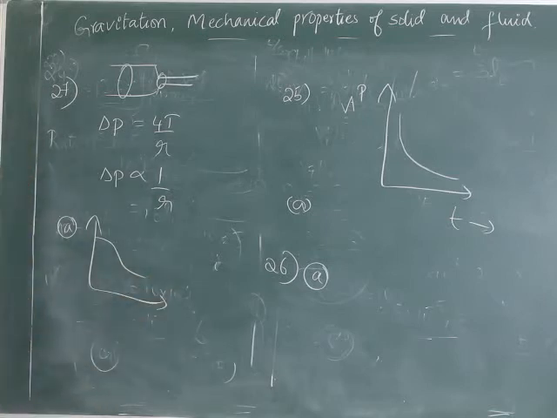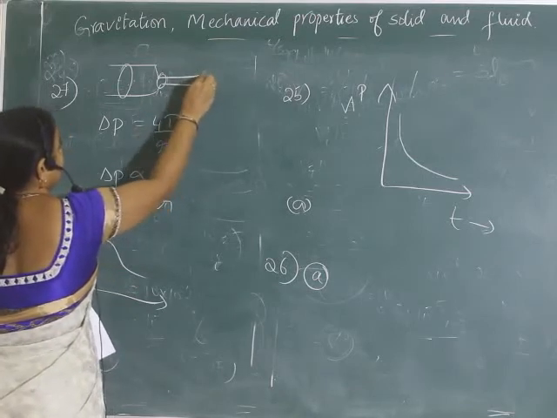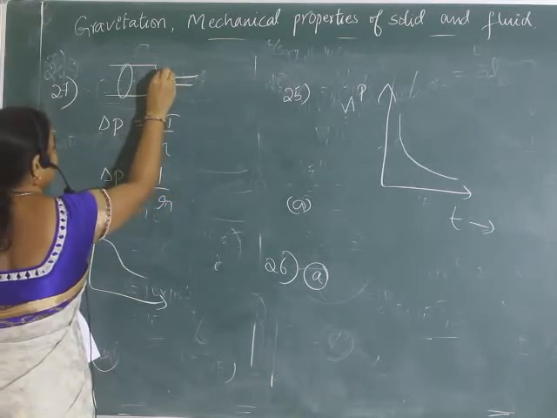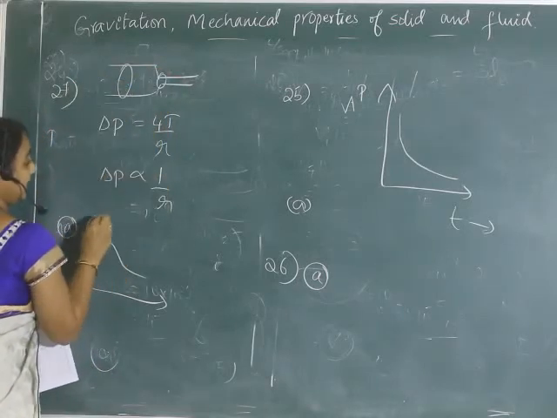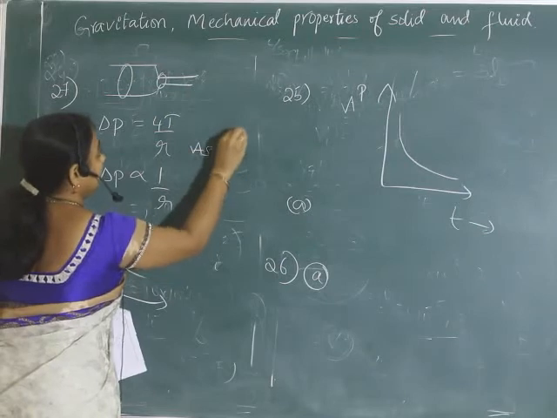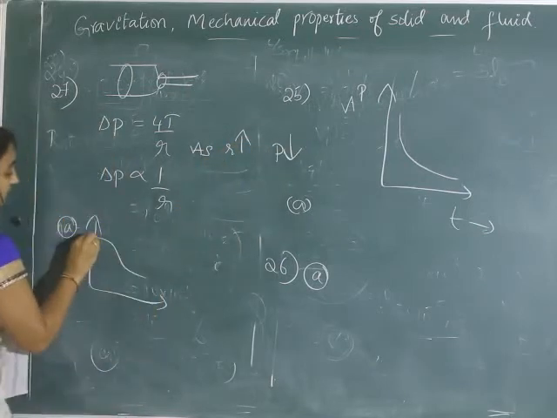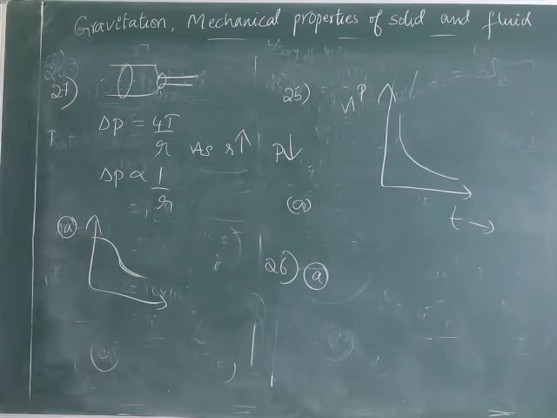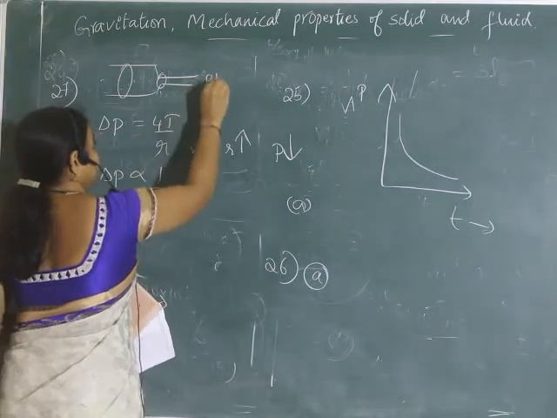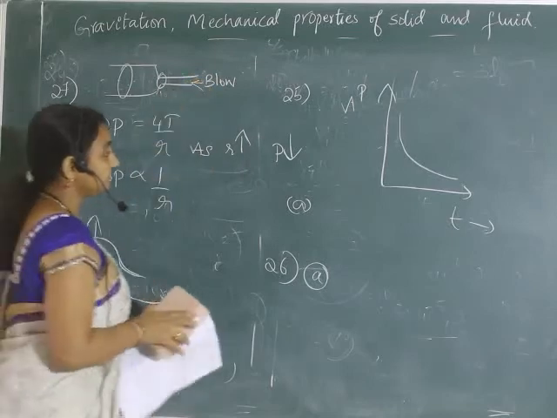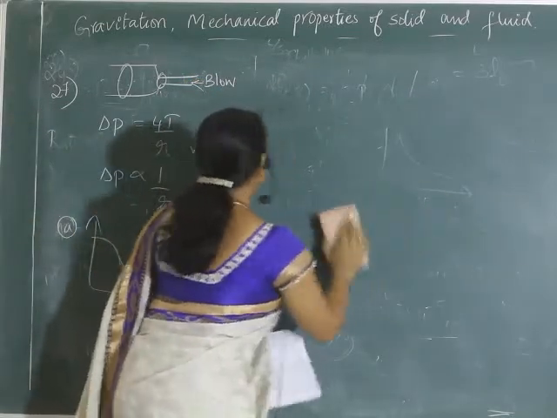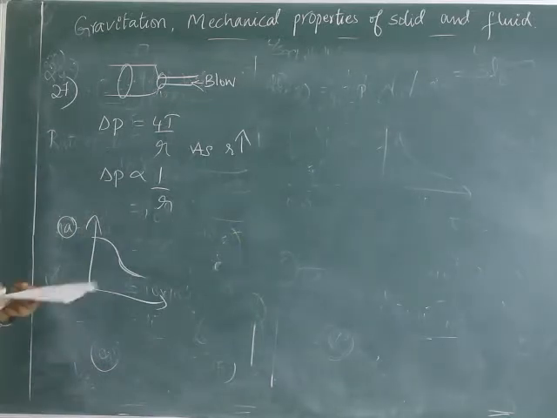Next. As radius increased, pressure decreases. Why? Because you are blowing from this side, correct? Initially the radius was less, then the radius increased. As radius increases, pressure decreases. So the graph is like this. Understood? You are blowing from this side. So option A.